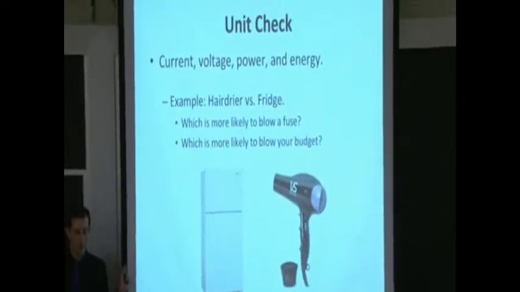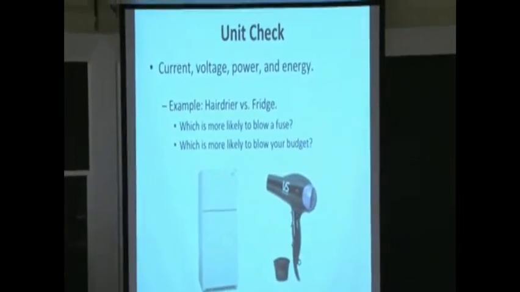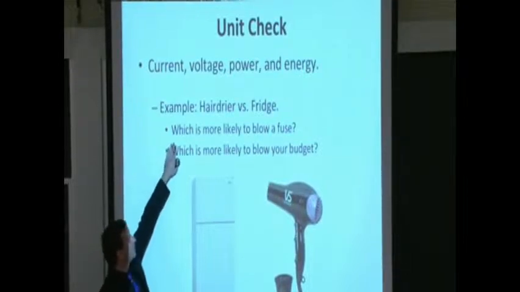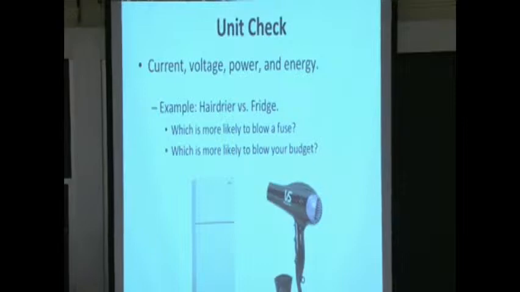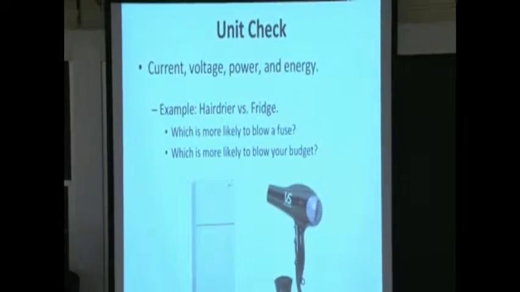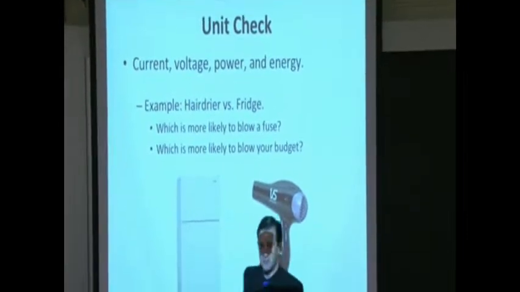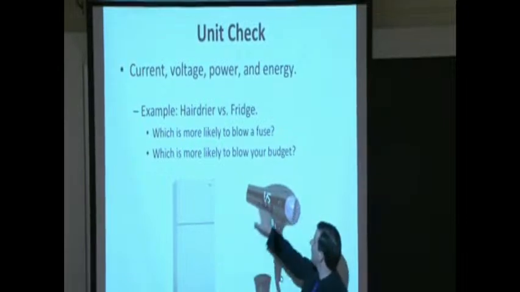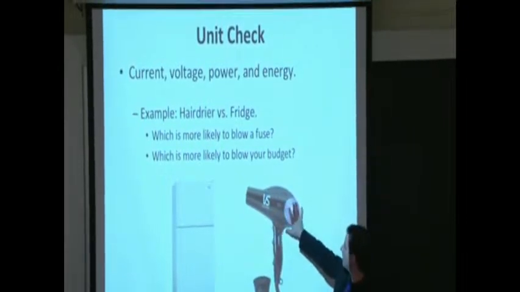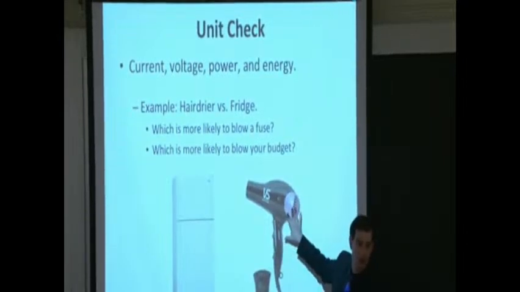So in terms of units, current, voltage, power, and energy, a hairdryer versus a fridge, which is more likely to blow a fuse and which is more likely to blow your budget? Hairdryer is more likely to blow a fuse. Why is that? Yeah, high voltage, well, high current, really, because everything's running 120. It's a higher current. It's pushing the wattage up to around 1,500, 1,700 watts.